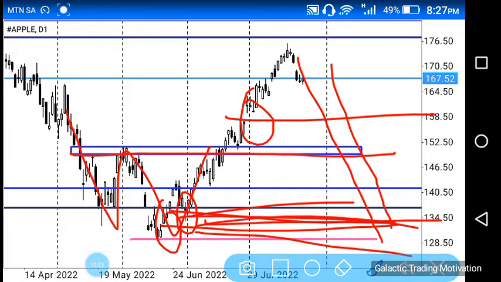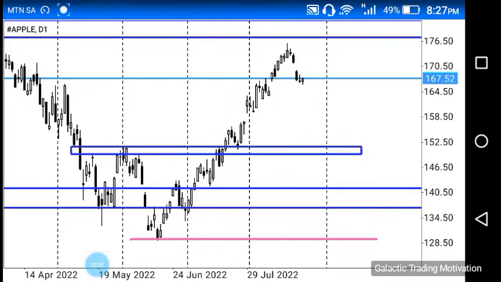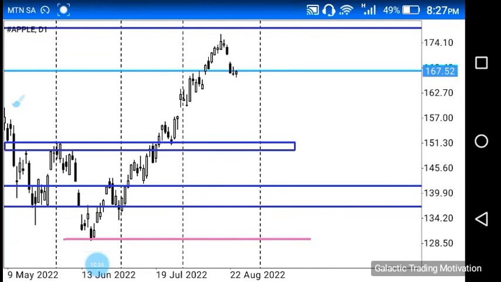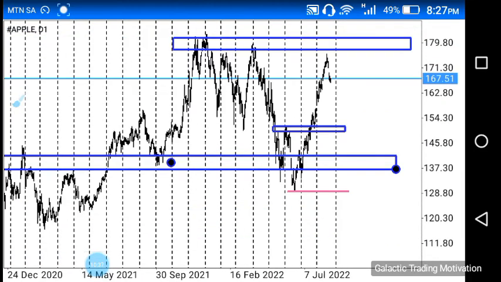Because if you also look at it, we also have another gap over here. Well, actually, no, I'm not right. I'm incorrect. The gap has been closed, so you can just ignore this one. But nonetheless, there's a lot of scope for price to move further down. Anyway, here we are on the daily chart.